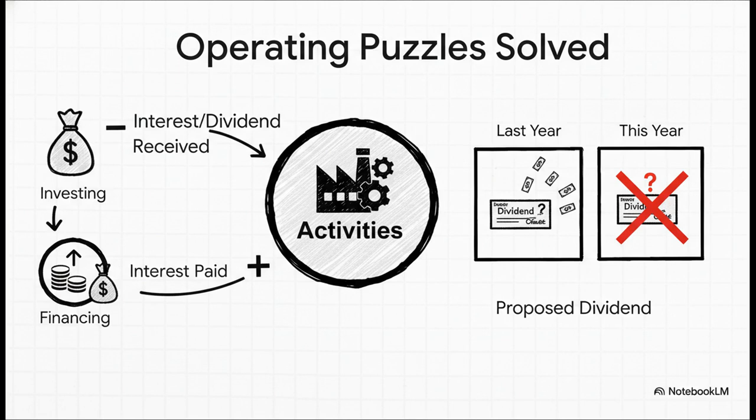Why? Well, think of it like this. We're sorting cash into the right buckets. That interest is real cash, for sure, but accounting rules say it belongs in the investing and financing sections. So we take it out of here to put it where it belongs later. And when it comes to dividends, we only care about what was actually paid. A proposed dividend for this year is just a plan. It hasn't hit the bank account, so for now, we just ignore it.